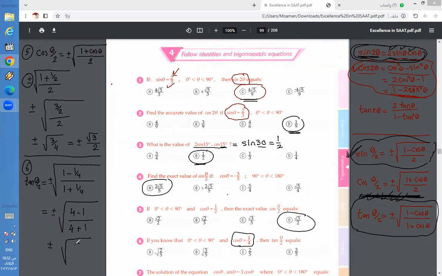So the result will be positive or negative square root of 3 over 5. 3 has no square root, 5 has no square root, so the result will be letter B. Excellent, Saleh. So this is the answer of number 6.